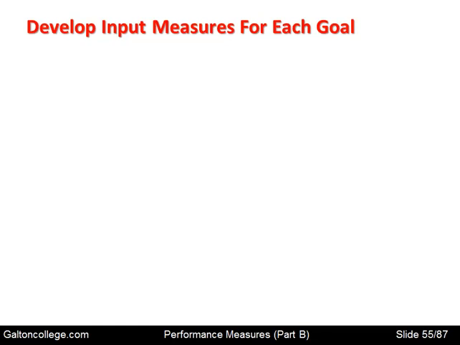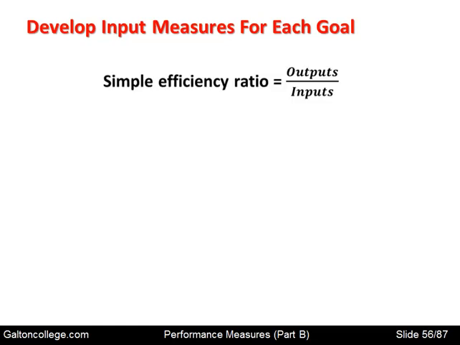Develop input measures for each goal. Well, simple efficiency ratio would be outputs over inputs. But as I said many times in the course of these particular videos, that's easier said than done. It's difficult to measure the outputs, it's difficult to measure the inputs.